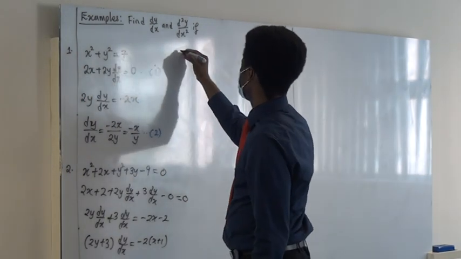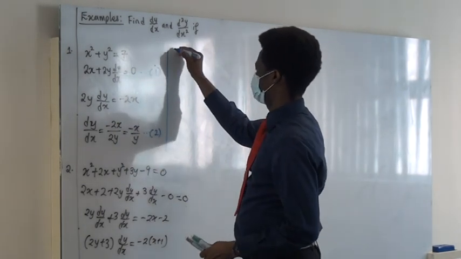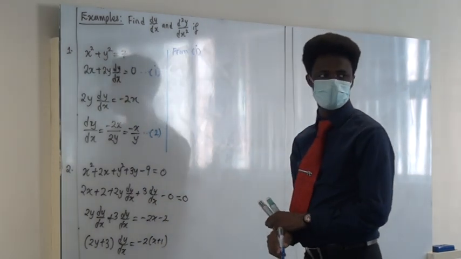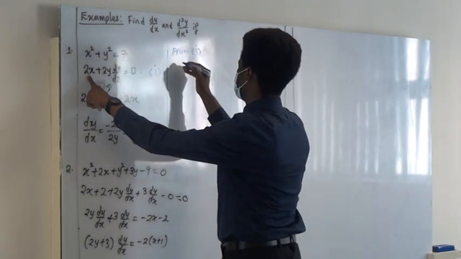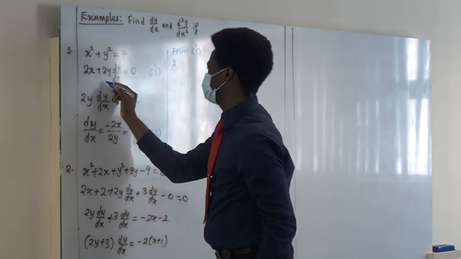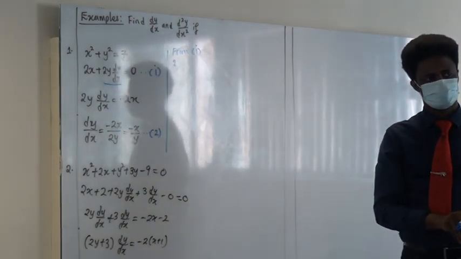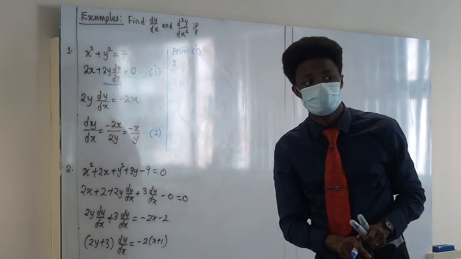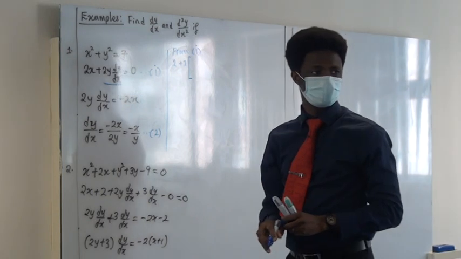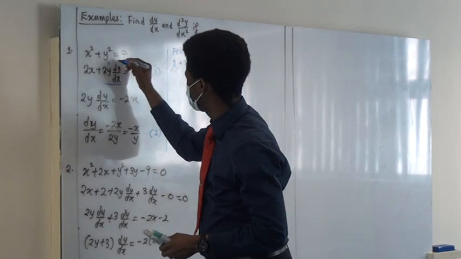From here, for dy/dx, be careful. From equation 1, differentiate this, you get 2. There's no dy/dx. But to differentiate this, did anybody notice something? Product rule. 2 is a constant. And now you're having this as your u and this as your v.